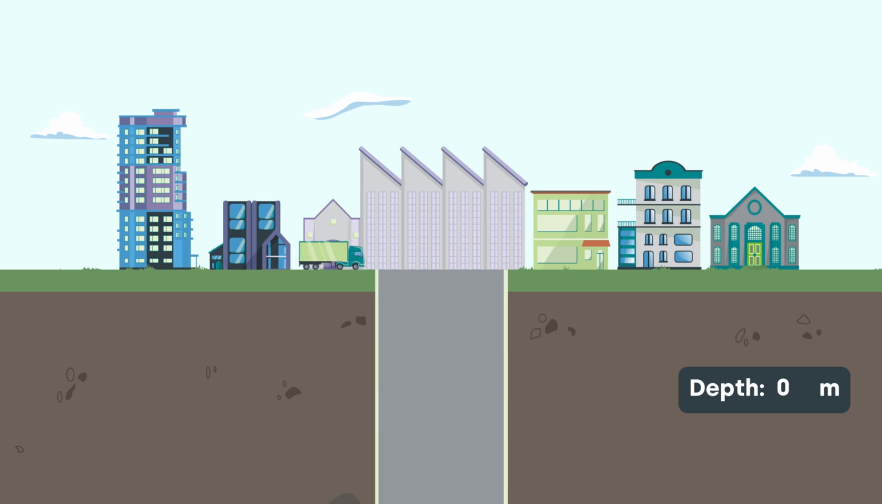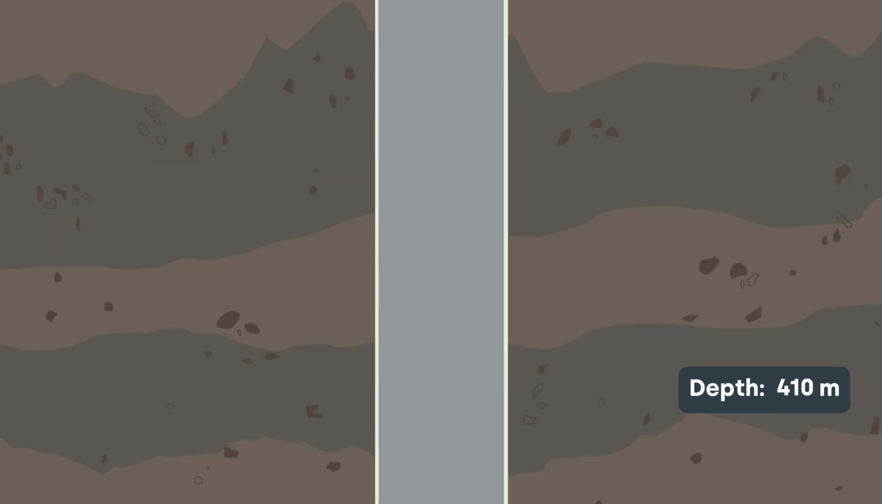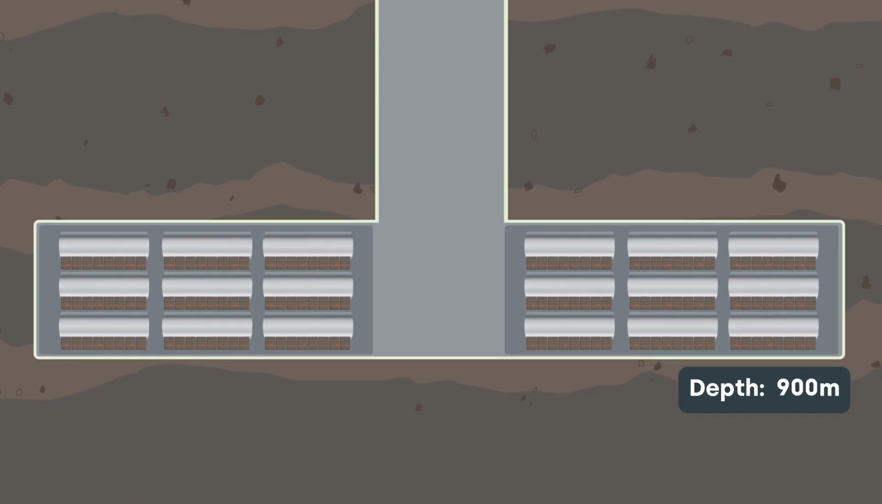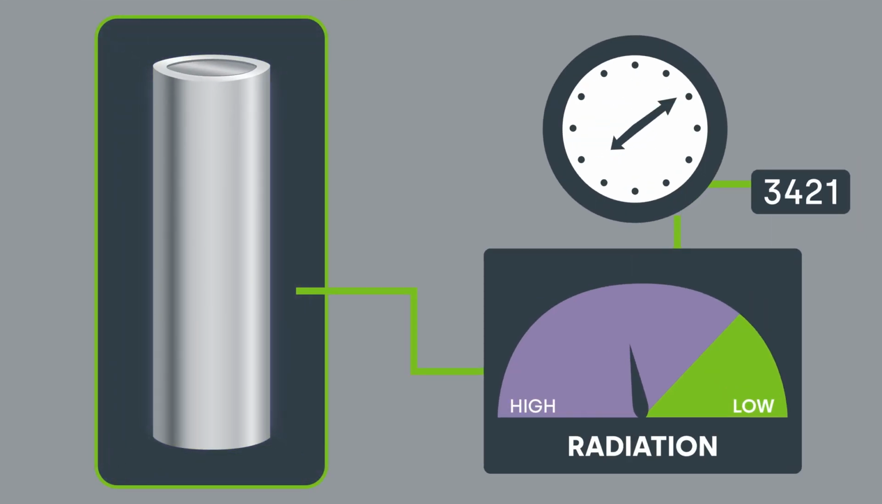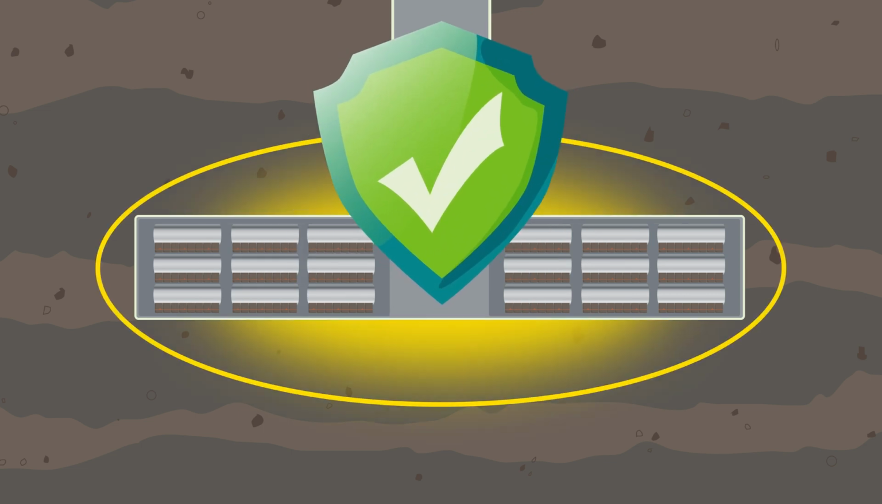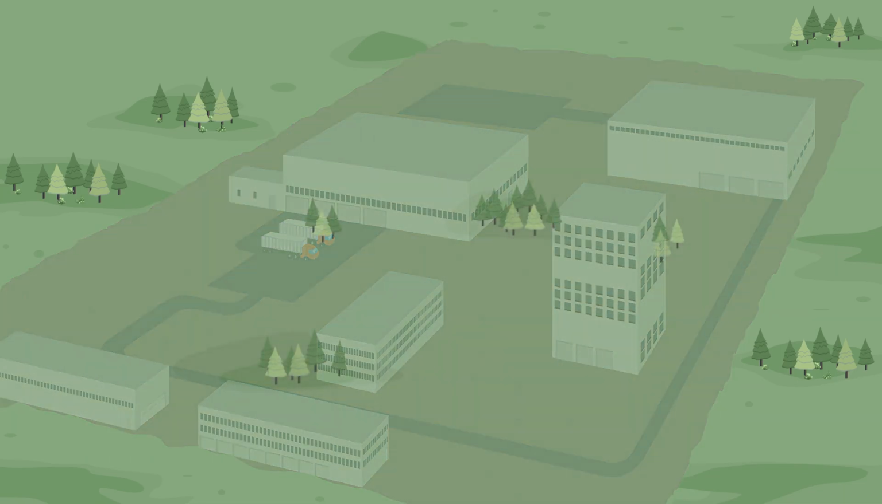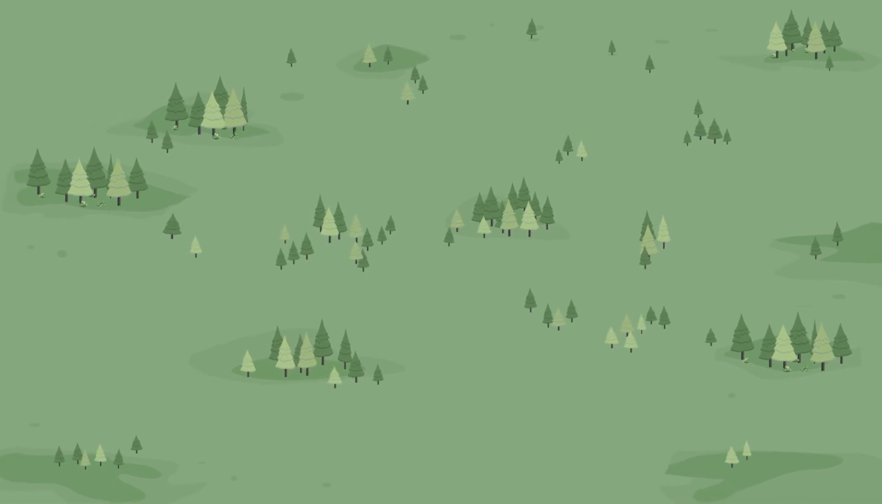A GDF is designed to isolate higher activity radioactive waste up to hundreds of meters deep underground and contain it in a highly engineered underground facility while the radioactivity decreases naturally. This will prevent radioactivity from ever reaching the surface in levels that could cause harm. Once a GDF is closed, it won't require ongoing maintenance because the waste remains sealed away deep underground.